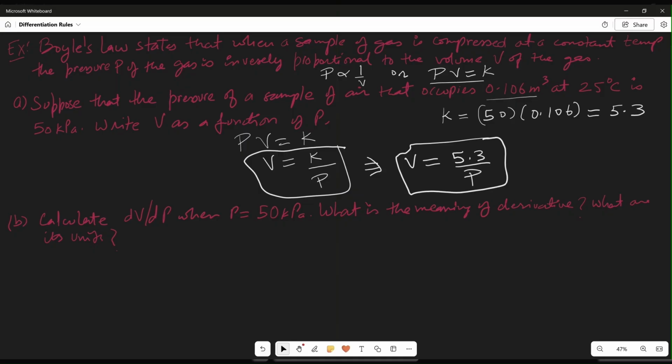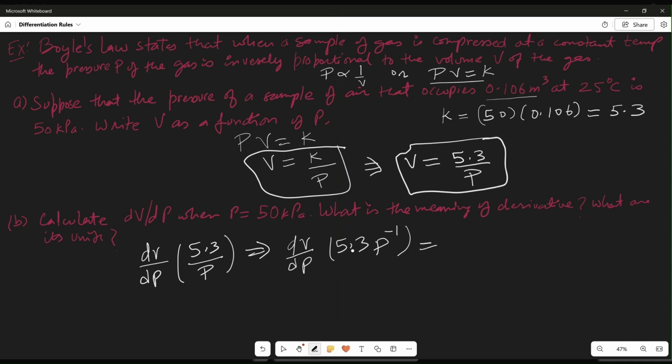Looking at the next problem: calculate the derivative when P is 50 kilopascals. What is the meaning of the derivative, and what are its units? The derivative is simply going to be the derivative of 5.3 divided by P. As we have seen previously, another way of writing this is the derivative of 5.3 times p to the negative 1, right?